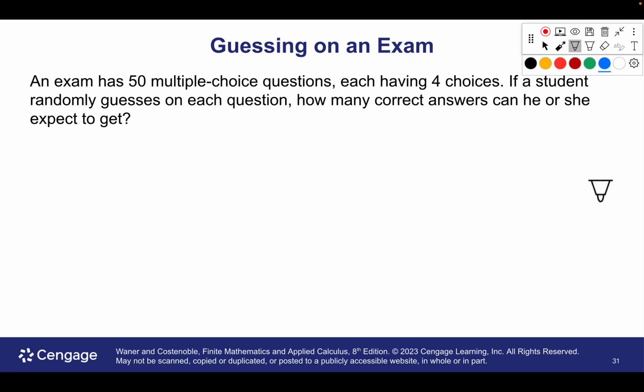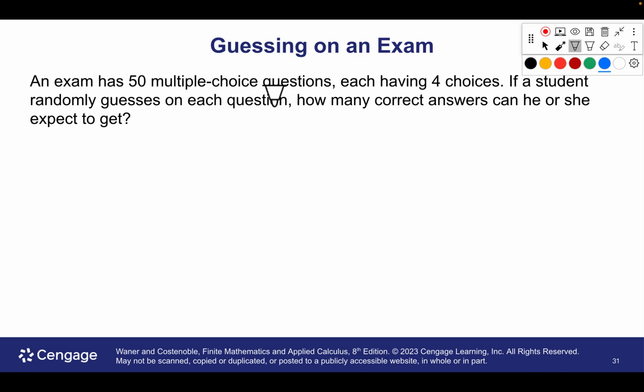I think we're almost there. Here we go. And this is more like a homework question. Exam has 50 multiple choice questions, each having 4 choices. The student randomly guesses on each question. How many correct answers can he or she expect to get? So expected value. But is this a Bernoulli? Is it a binomial? There's 4 choices, right? But what's the result? It's not so much about which one you chose. It's what? It's wrong or it's right. We either chose the right one or we chose the wrong one. So it's a Bernoulli. It's a binomial.